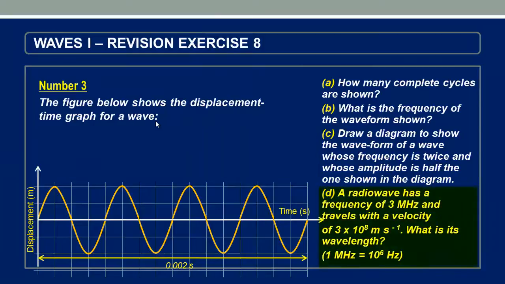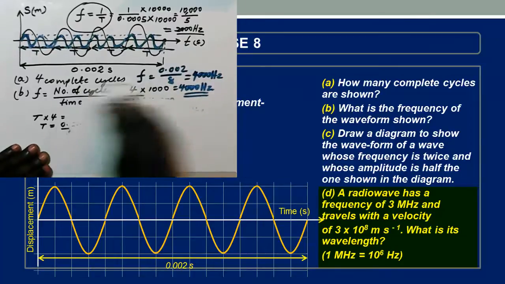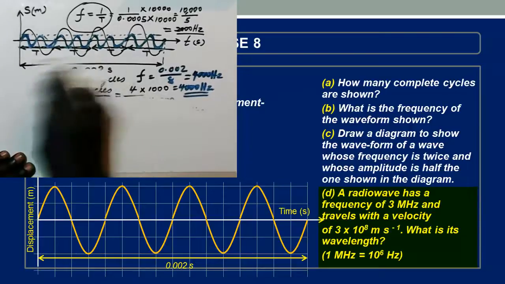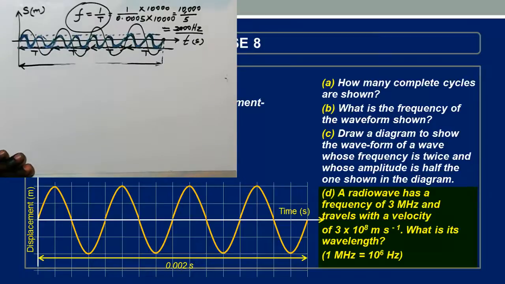In part D, we are told that a radio wave has a frequency of 3 megahertz and travels with a velocity of 3 times 10 raised to power 8 meters per second. So let's see how we can solve this question. So let's erase this because we need a little bit more space here. That will be enough.